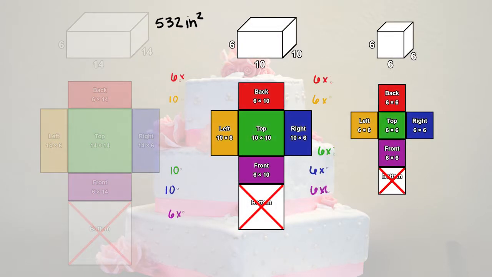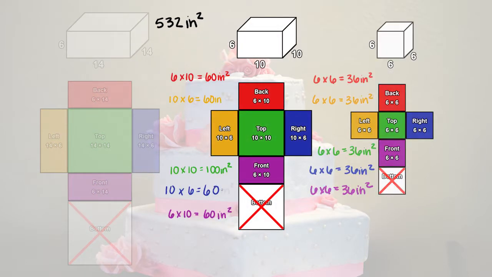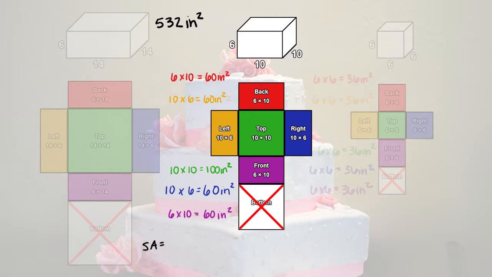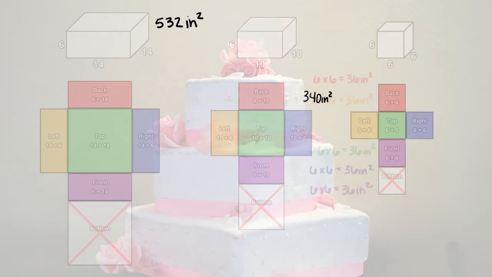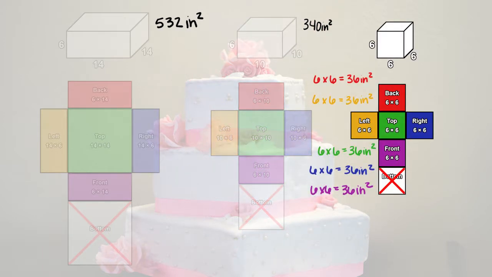Continue calculating the surface area for the middle and top tier. The middle tier's surface area needing fondant is 60 plus 60 plus 100 plus 60 plus 60, which equals 340 square inches. Notice that on the top tier, all the dimensions are the same. This is because the top tier is a cube, and each face on a cube is a square. One way to calculate the surface area would be to add each face of 36 plus 36 plus 36 plus 36 plus 36 equals 180 square inches.